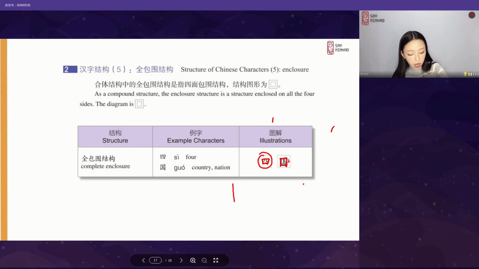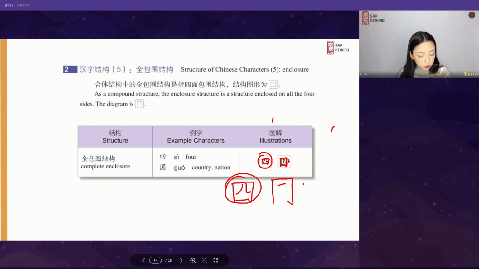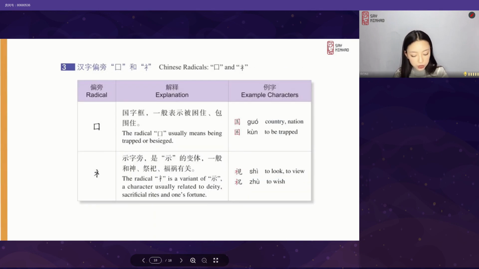I will write it bigger and you can see it clearer. This frame outside it is closing the character. And for 国 it is the same. The rectangle is closing this, the rectangle outside. Okay, this is the full enclosure, complete enclosure structure. This one is really easy to remember and really easy to distinguish.